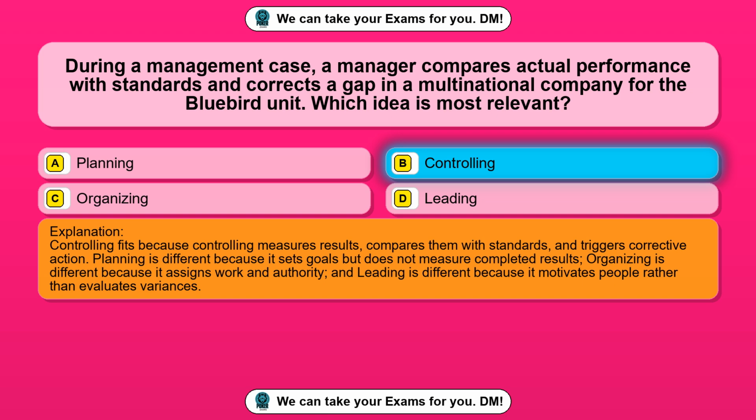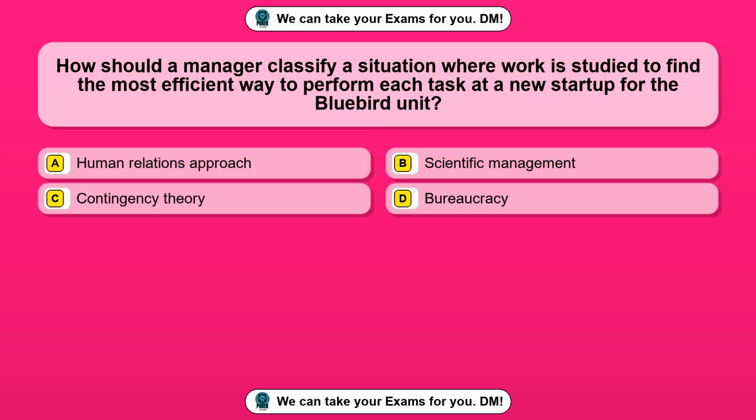Planning is different because it sets goals but does not measure completed results. Organizing is different because it assigns work and authority, and leading is different because it motivates people rather than evaluates variances. Question 20. How should a manager classify a situation where work is studied to find the most efficient way to perform each task at a new startup for the Bluebird unit?